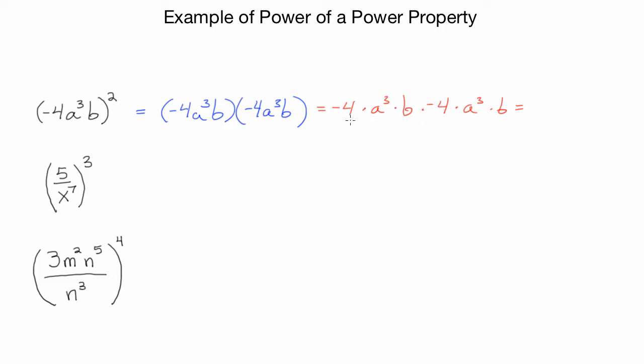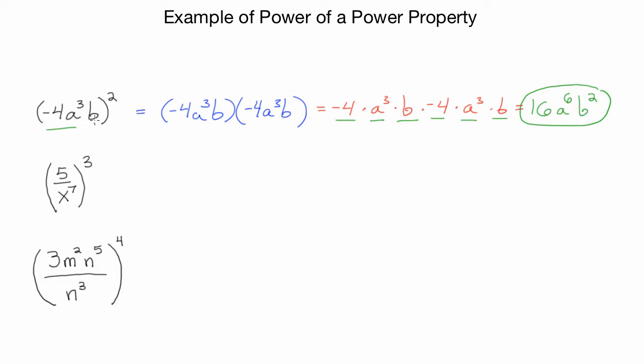Let's start with the real numbers. -4 times -4 is going to be 16. That makes sense. Now I have a to the third, but I have another a to the third. That's where I can add my exponents using the product property of exponents. So a to the third means 3 a's times 3 more a's gives me 6 a's altogether, 3 plus 3. And then with b's, I have 1 b times another b. Well, that's b squared. So there's my final simplified result. This is the same as 16 times a to the 6 b squared.